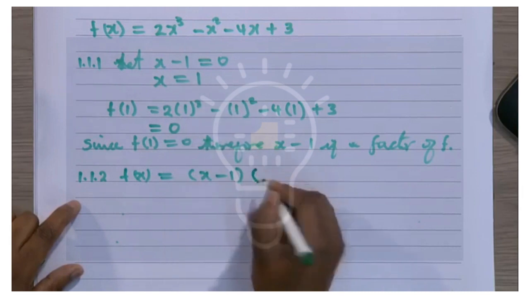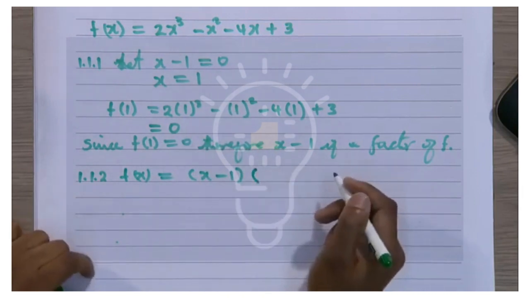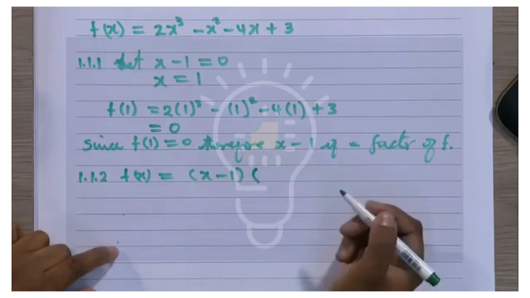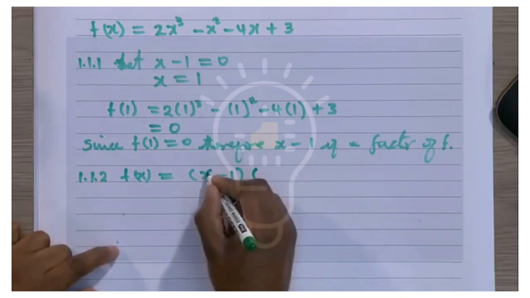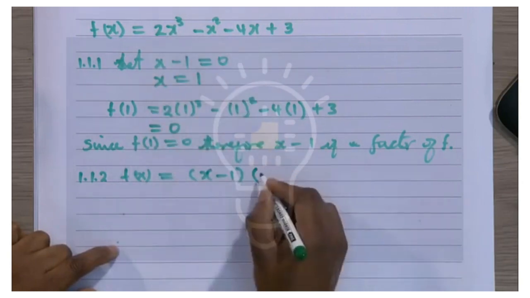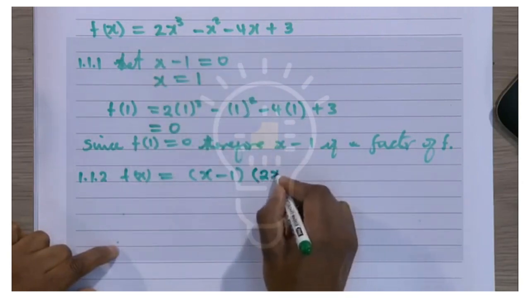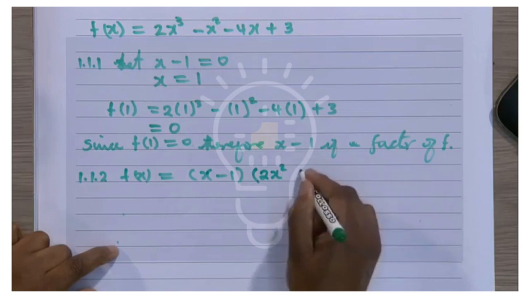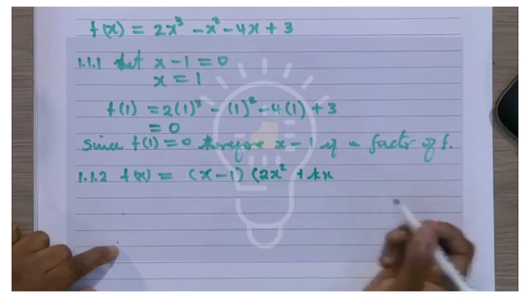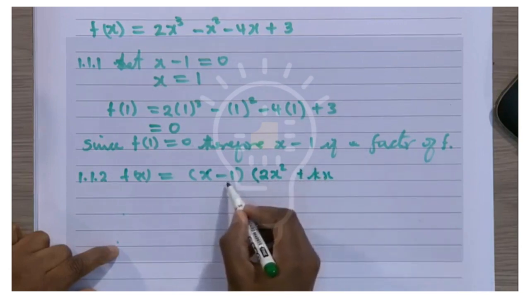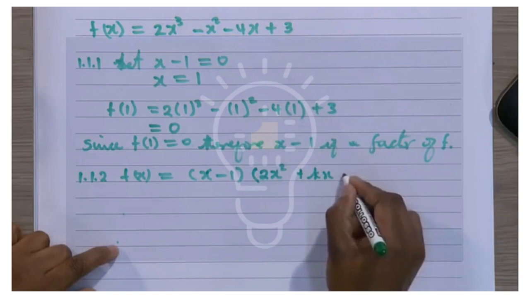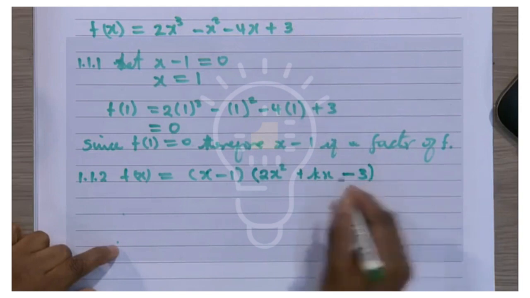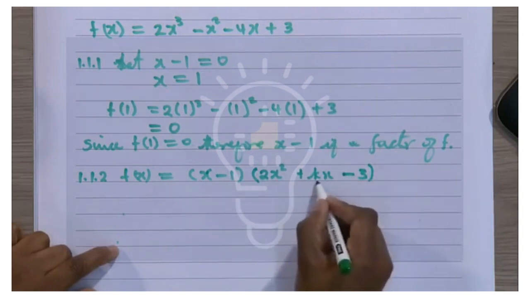x minus 1 into, now let's get that expression for a quadratic that will be multiplied by this binomial here. What do we multiply x with to get 2x cubed? Obviously, we will multiply with 2x squared. Now we say plus kx. What do we multiply minus 1 with to get positive 3? Obviously, we have to multiply it with negative 3. And then we have to find the numerical value of k.